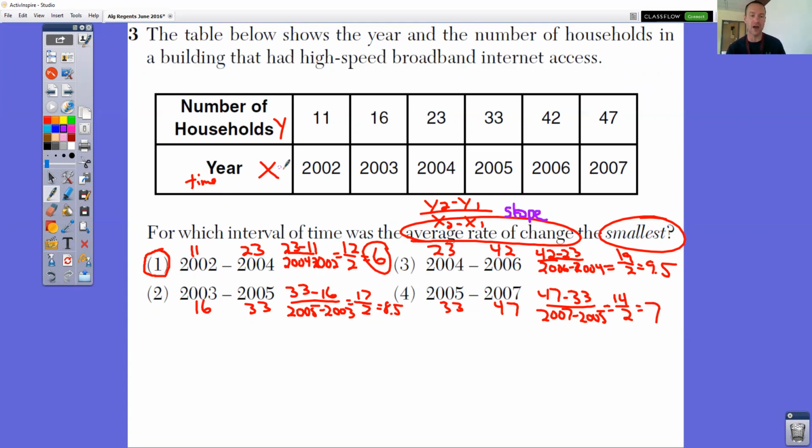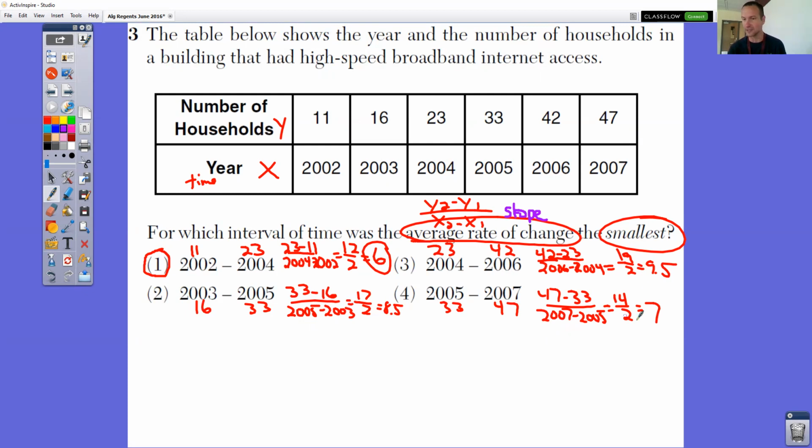So your x values are your time, that's your years. Remember when we did graphs, time was always at the bottom. So this is your x values. These are your y values. So you plug those numbers into the formula here. You're going 2002 to 2004. So those are your x values. And in 2002, it is 11. We get that from the table. In 2004, it is 23. So we have to do y2 minus y1 over x2 minus x1. You get 12 over 2, which is 6.